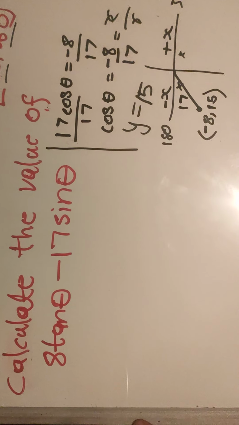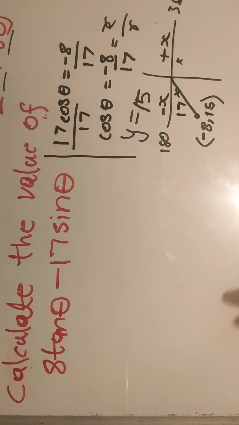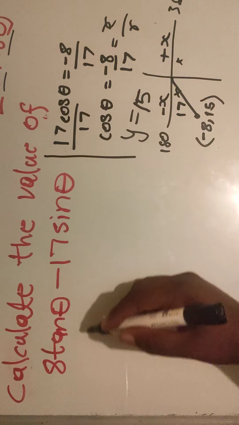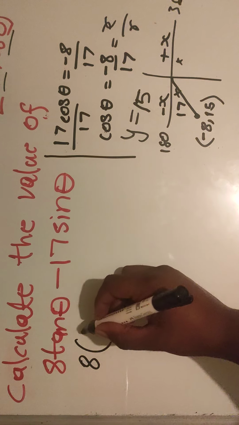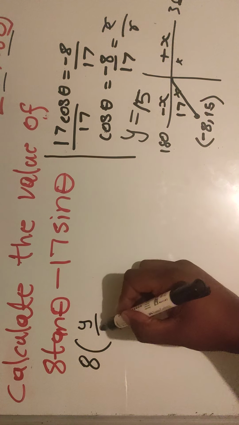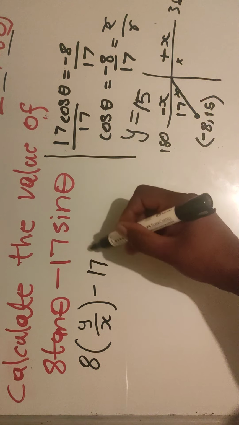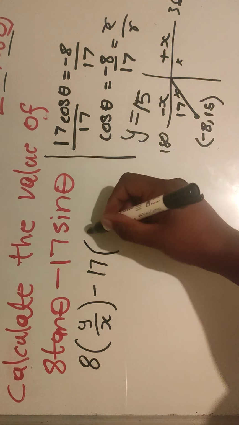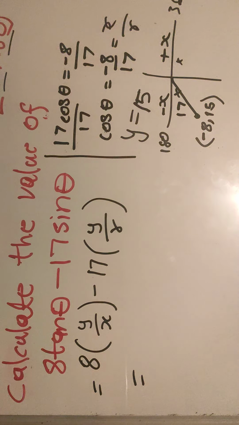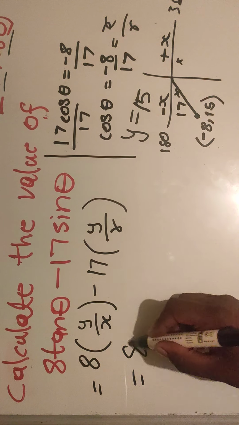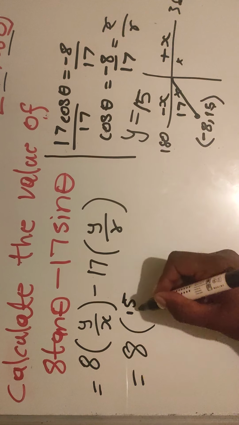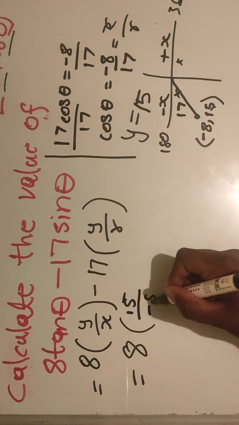So let's have a look at the question that has been given. We have 8 tan theta minus 17 sine theta. So 8 times, because I know tan is y over x, minus 17 times, I know sine is y over r. So it's easy, I can just substitute there. Let me substitute the value of y, which we said is 15. The value of x is minus 8.